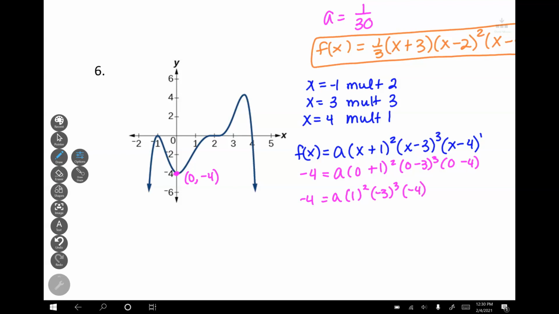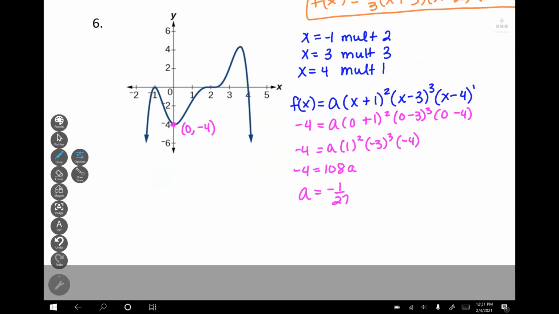Okay, I believe I'll just type that into my calculator. -3 cubed times -4 gives me 108. Divide by 108. That reduces to -1 over 27, which I just did in my calculator. I did -4 divided by 108. That gave me a decimal. I hit math frac, so it would give me that reduced fraction.